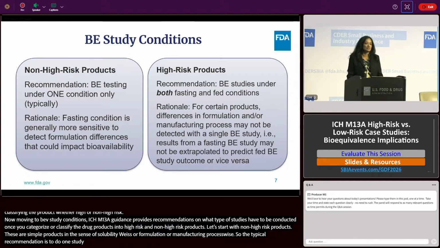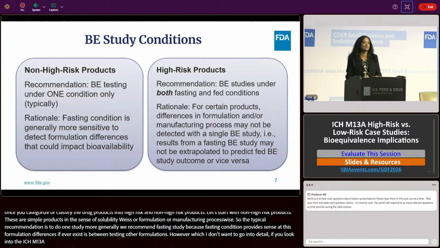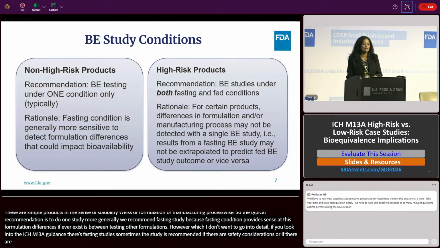most generally a fasting study, because the fasting condition often provides sensitive detection of formulation differences, if any exist between test and RLD formulations. I don't want to go into detail, but if you look into the ICH M13A guidance, there is also an alternative: instead of a fasting study, sometimes a fed study is recommended if there are safety considerations or if there are significant PK variabilities or PK performance improvement. In such cases, we may recommend a fed study, but it's all case by case.